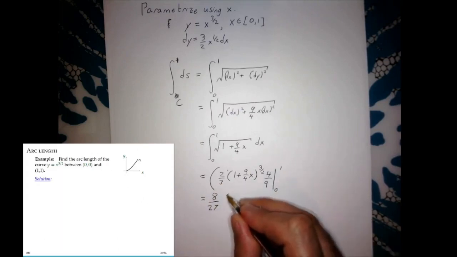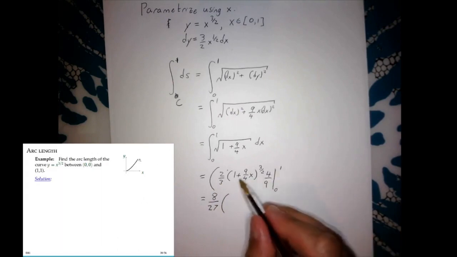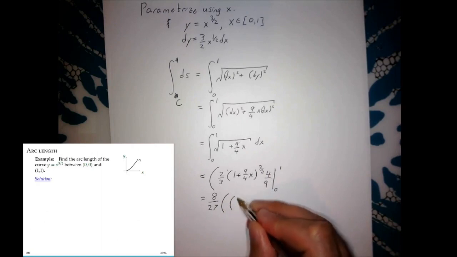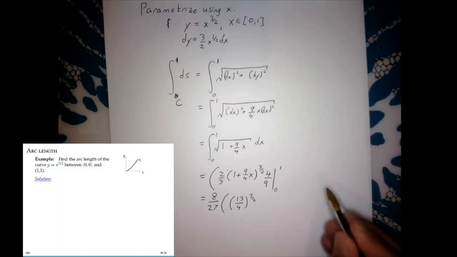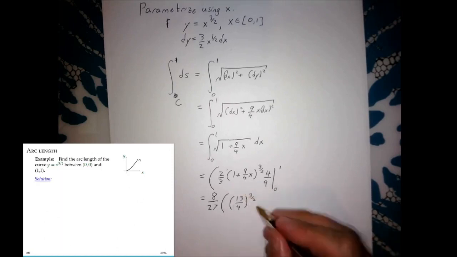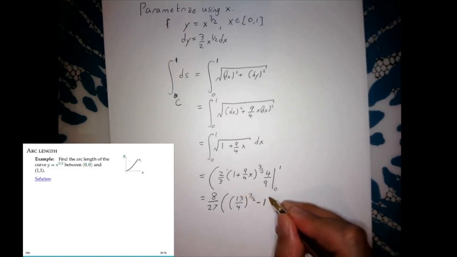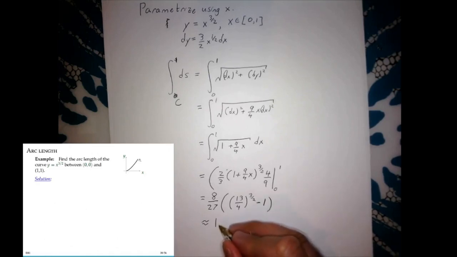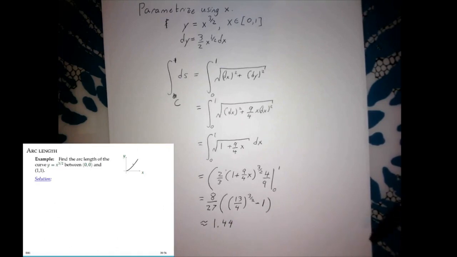And we evaluate at the two limits. So at limit 1, we get 1 plus 9/4, that's 13/4 to the 3/2. And then when we evaluate at 0, we get 1 plus 0, so just 1 to the 3/2, which is 1. Okay, so this is the arc length of this curve. You can put it into your calculator if you like, in order to get a decimal approximation for this. It is approximately 1.44, the length of this curve, which is shown here.